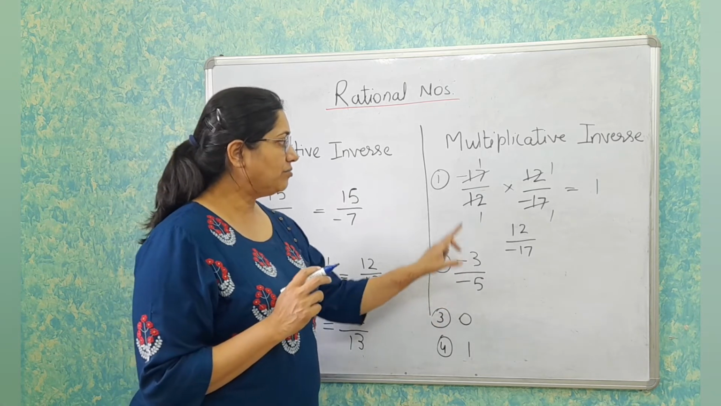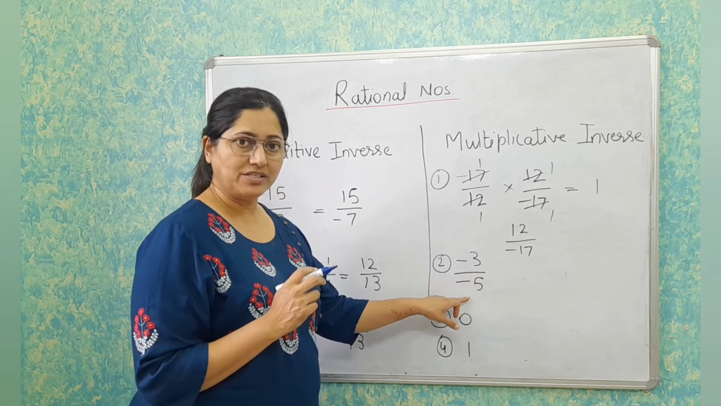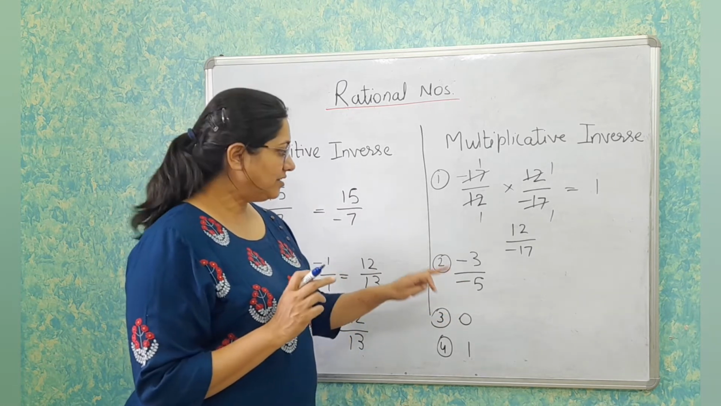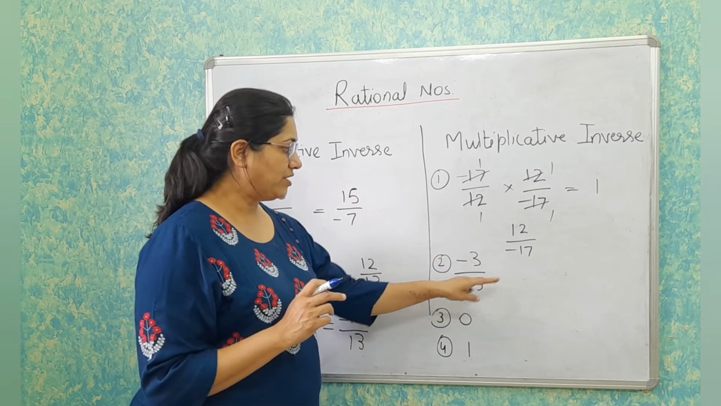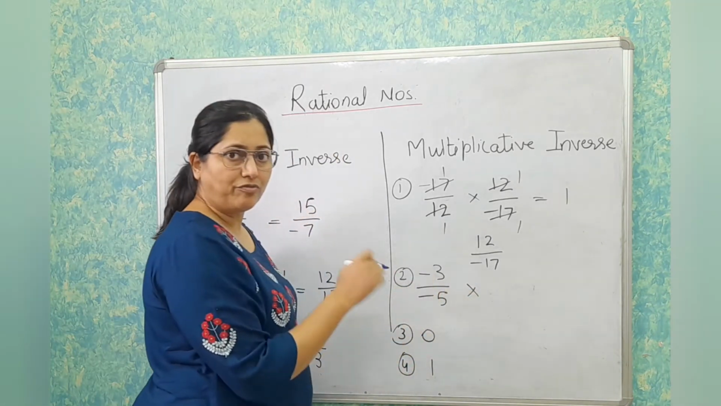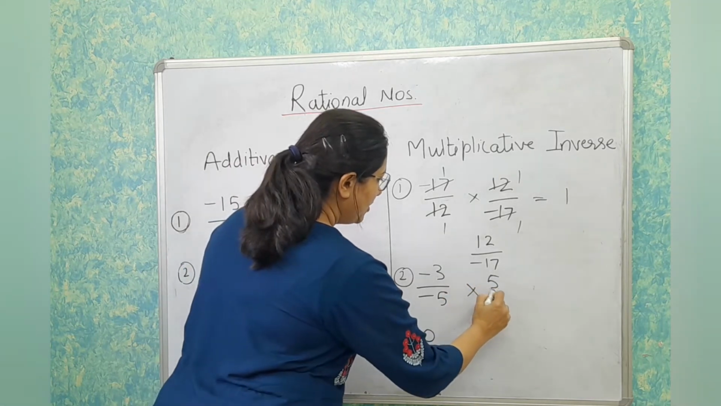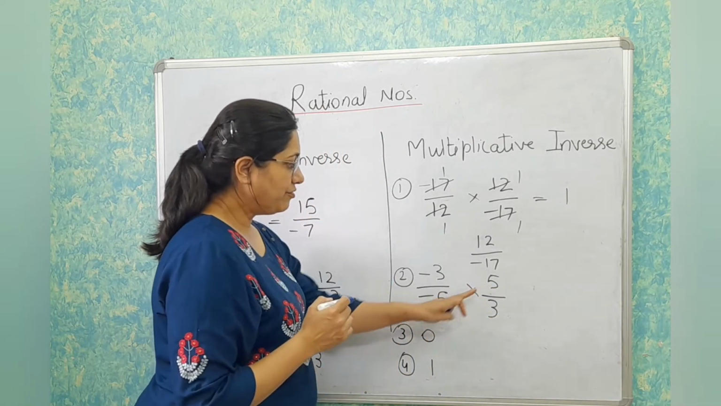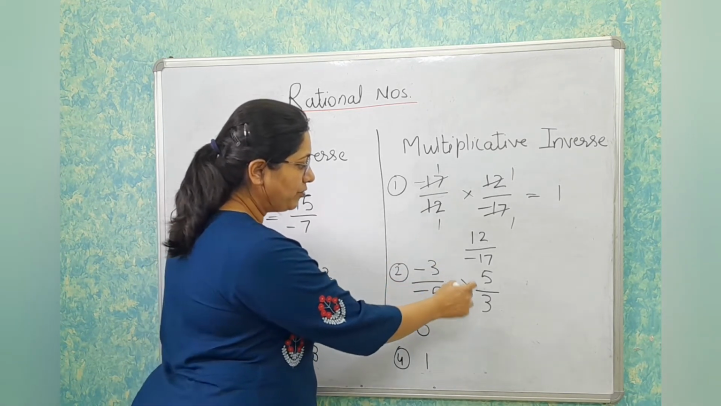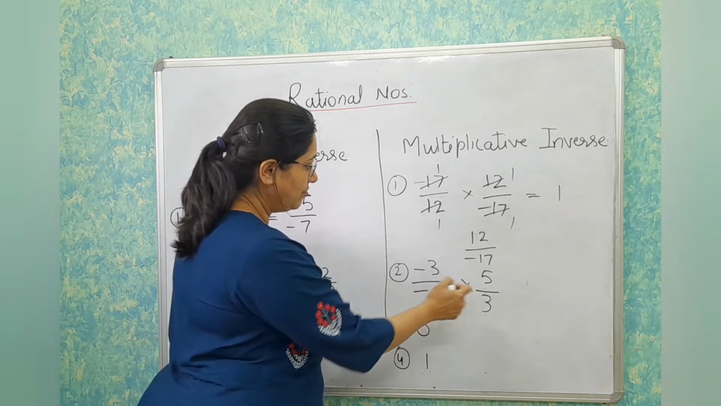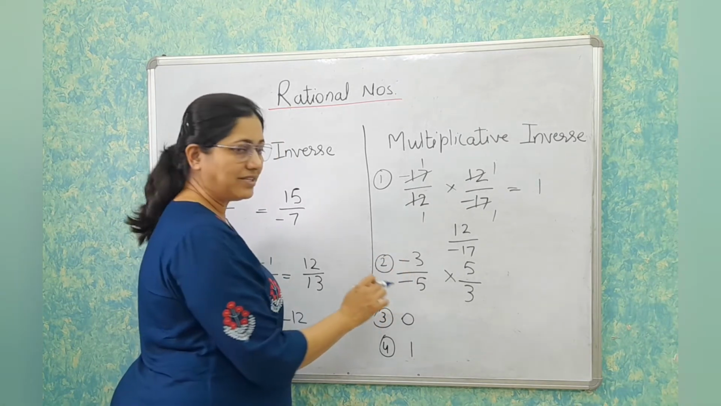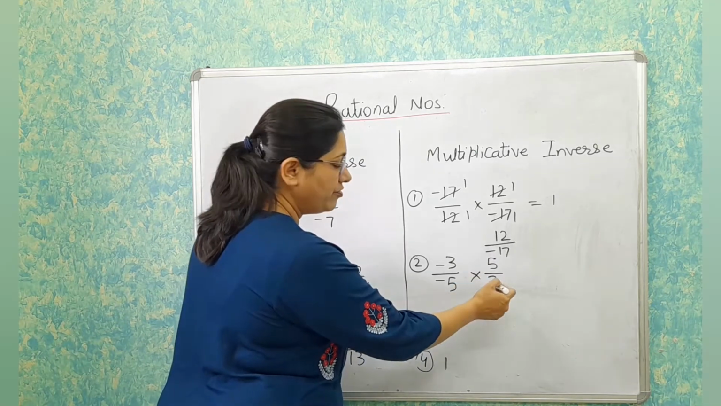And now I have to find out the multiplicative inverse of minus 3 upon minus 5. And you know that we have to find out a rational number. If I multiply this rational number with minus 3 upon minus 5, answer should be 1. But this time I will not just reverse the order of numerator and denominator. 5 upon 3, 5 will cancel this 5, 3 will cancel this 3. But what about the sign? I don't have to put any negative sign in this rational number because numerator and denominator both of them are already negative and they will cancel each other. So I just have to write 5 upon 3.